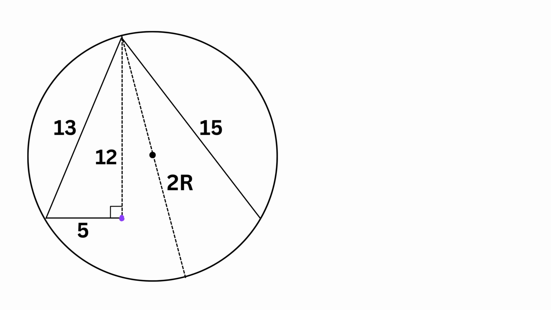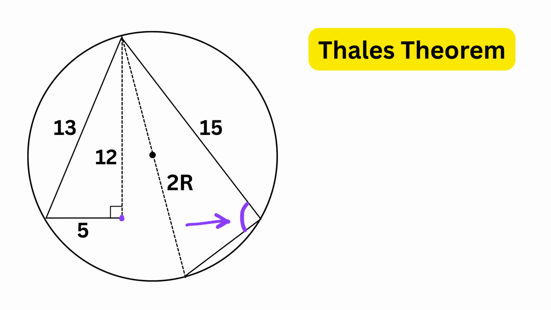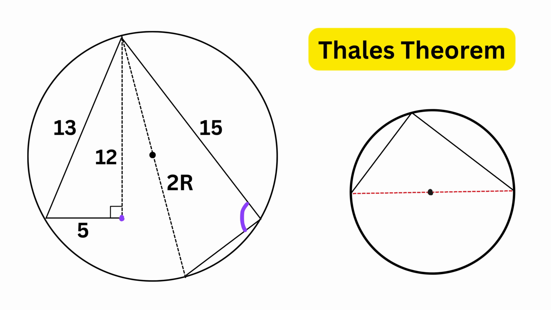Now, here comes the magic. Connect this vertex with this point. What do you think this angle will be? Recall a very important theorem in circles called the Thales theorem. It says that if a triangle is drawn in a circle such that one of its sides is a diameter, then the angle opposite that side is a right angle. That means this angle is a right angle.